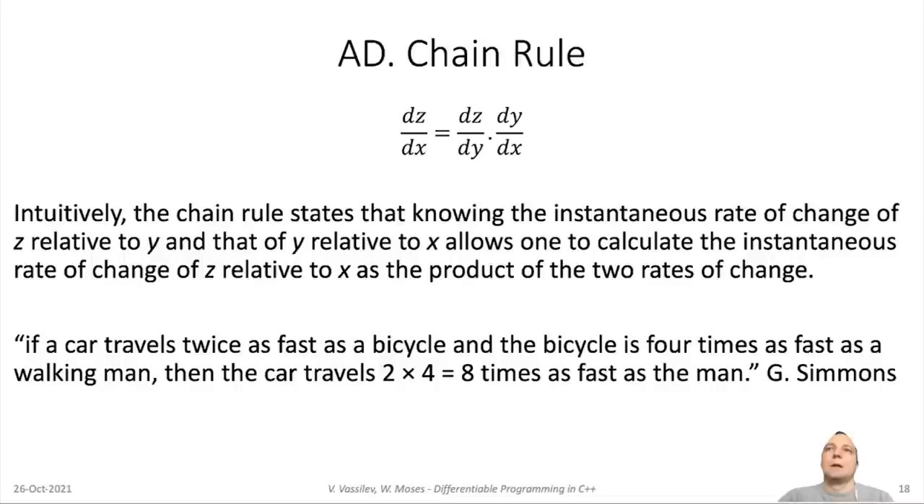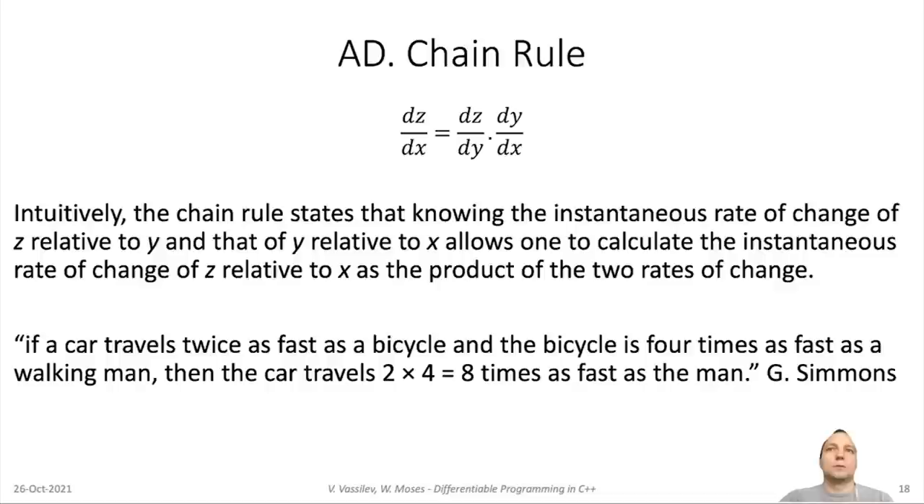Automatic differentiation relies on a rule known in math as the chain rule. Let's build an intuition about it. The chain rule tells us that if we know the instantaneous rate of change of z relative to y and y relative to x, we can calculate the instantaneous change of z relative to x as the product of the two.